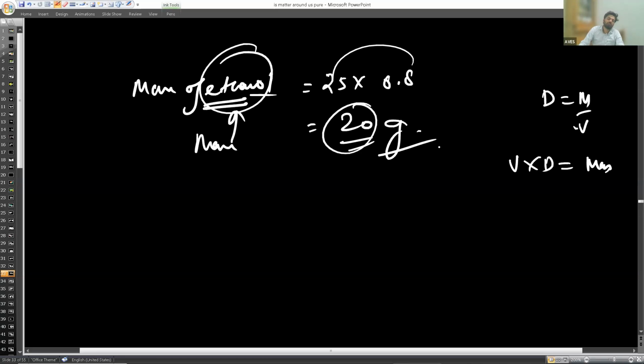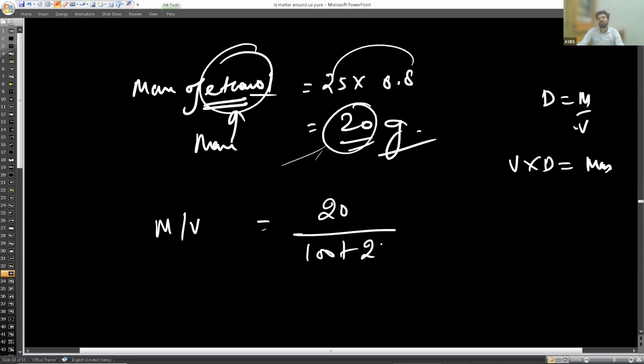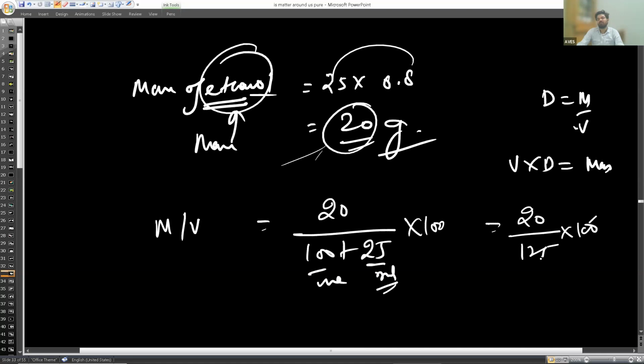Now what you need to calculate is the mass by volume percentage. The mass of solute is 20 gram and the volume of solution is 100 ml plus 25 ml. The ml will get added, and into 100. So you will get 20 upon 125 into 100. You will cut by 5 and get 4, and 4 into 4 gives 16%.